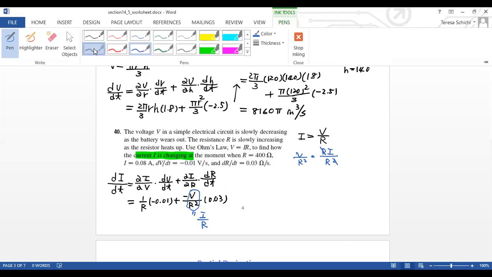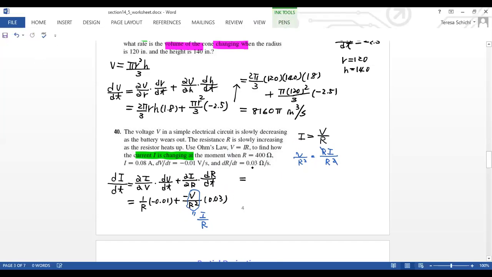Now I can plug in the numbers. This will be equal to 1 over R, which is 400, times negative 0.01, minus the current 0.08 over R, which is 400, times dR/dt, which is 0.03. If you plug into the calculator, you will get negative 0.1234, so about negative 1.234 times 10 to the negative 3 amps per second.